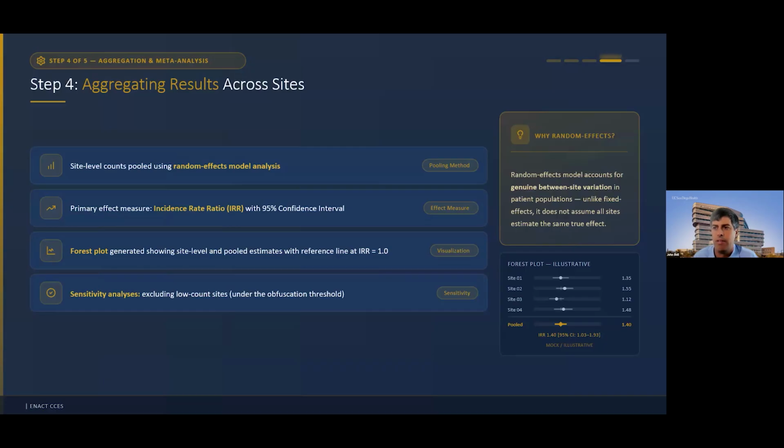And then we have the sensitivity analysis where we're excluding the low count sites. So the sites that are under that obfuscation threshold, we are taking those out to make sure that those aren't really affecting the data.